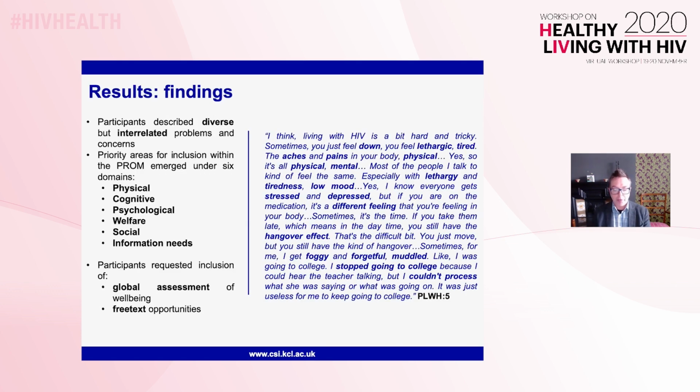So in terms of what we've found in this work, well, first of all, patients and participants in the research describe very diverse but interrelated problems and concerns. And there are 6 domains primarily that they wanted to be included in the PROM. Those were physical concerns, cognitive concerns, psychological concerns, issues around welfare, social needs, and information needs. Also, participants really wanted to have a global item which would assess well-being and free text opportunities to discuss particular issues further. And there's an example on the right, a quote from one of our participants just talking about the interaction between issues like fatigue, education, cognitive challenges, which can really affect the whole sense of self and social participation.